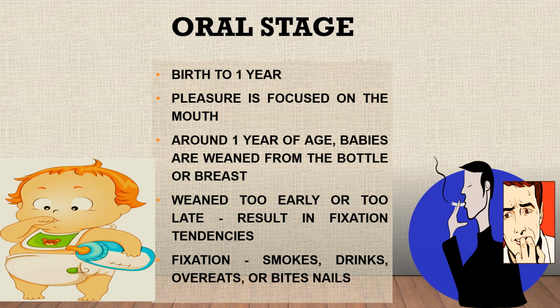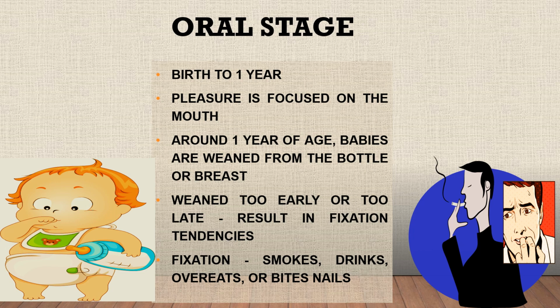First one, oral stage. In the oral stage, that is from birth to 1 year, the pleasure is focused on the mouth. Eating and the pleasure derived from sucking the nipples, pacifiers, and thumbs play a large part in a baby's first year of life. At around 1 year of age, babies are weaned from the bottle or breast. Weaning means making an infant accustomed to food other than its mother's milk. And this process can create conflict if not handled properly by the caregivers.